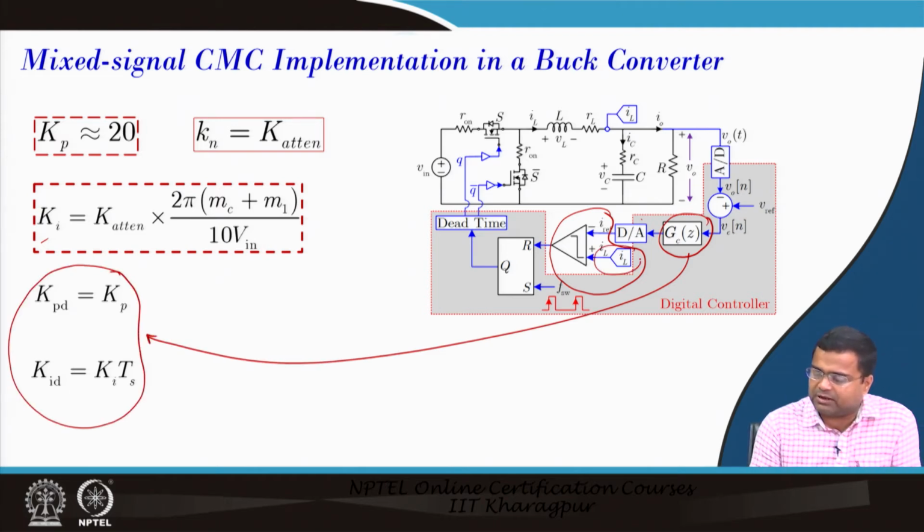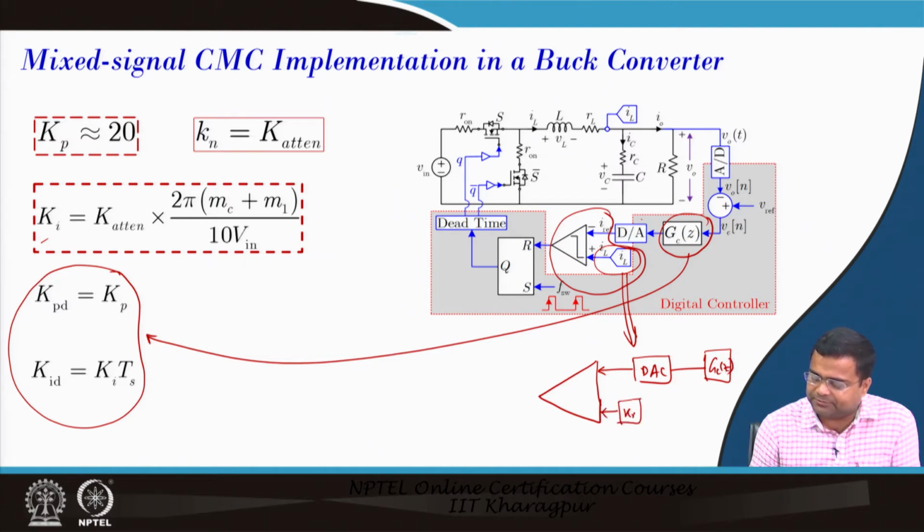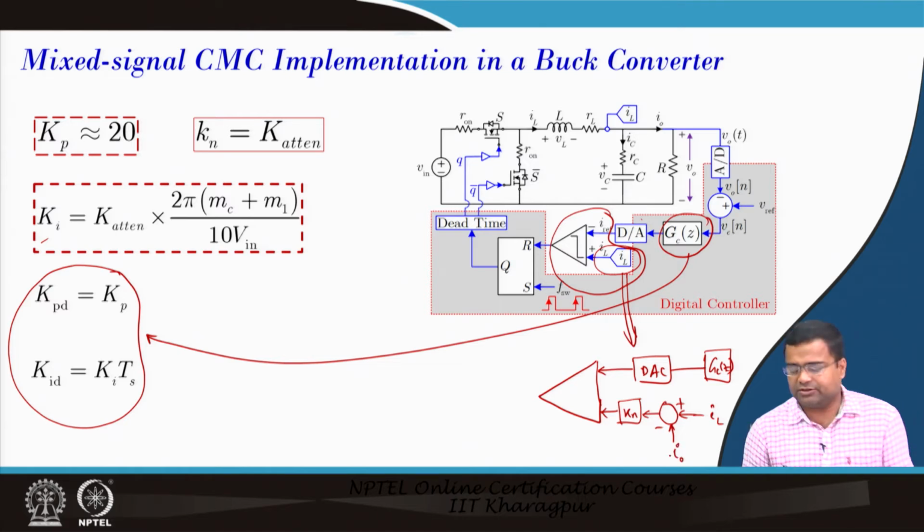And this part we will have to draw separately. This will be your DAC, GCZ, and this part Kn will be there, this will be our IL, and this will be our I0. Okay, so this is just a modification that we have to make.